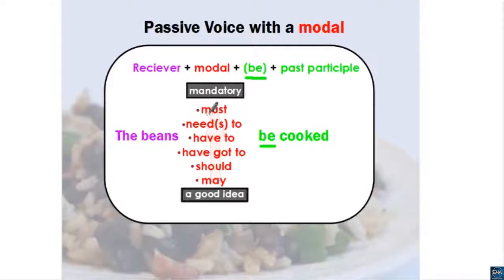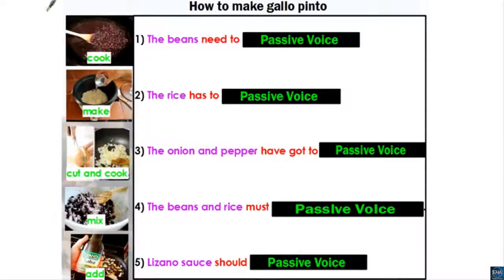But in this context, it's absolutely necessary. So the beans must be cooked is an example. Okay, so those are the different modals that we can use. Very good. So let's practice.